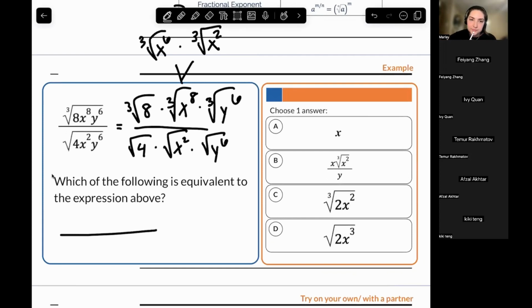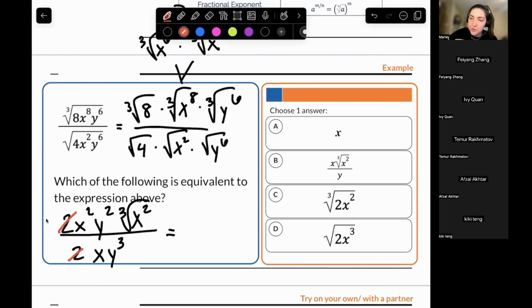It simplified down to 2x squared y squared times cube root of x squared over 2xy cubed. Yep. So then I just simplified it further and I got my final answer of x times the cube root of x squared over y. Yeah, exactly. Because the 2's will cancel. 2 divided by 2 is just 1. X squared divided by x, we end up with x in the numerator. Y squared over y cubed, we're getting y in the denominator. And then that cube root of x squared, we can't do anything with that.